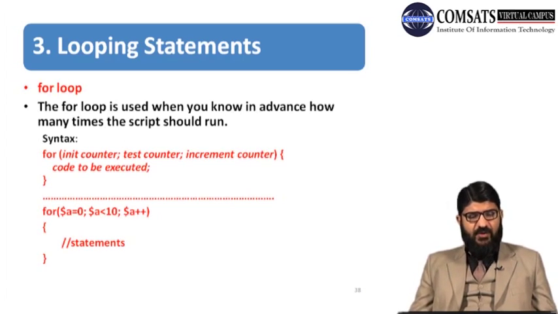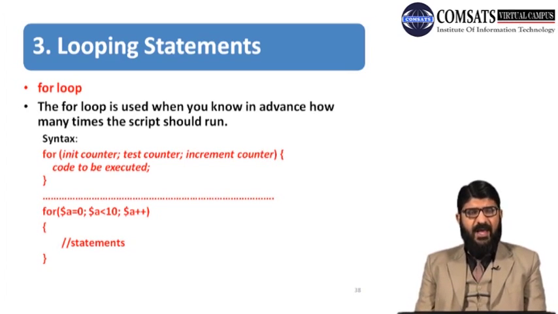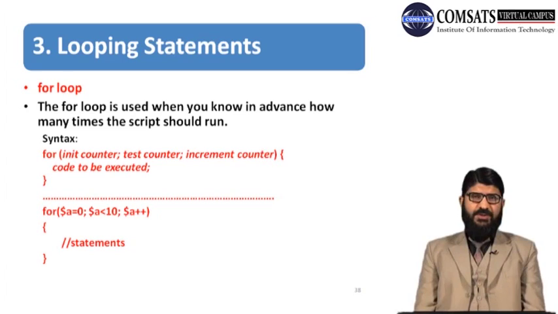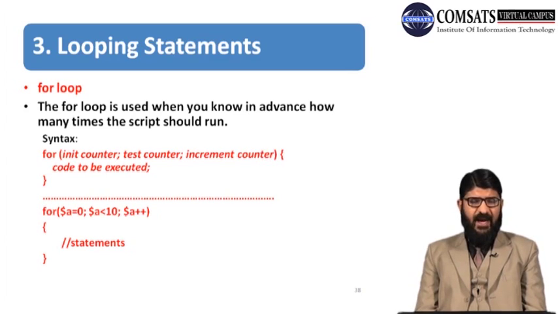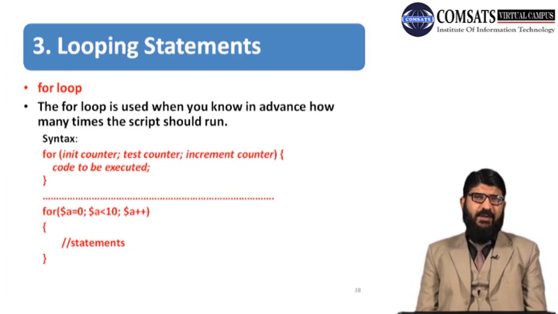The first one is the for loop. The for loop is used when you know in advance how many times you want the script to be executed. So you know in advance for how many times you want to execute that particular loop.